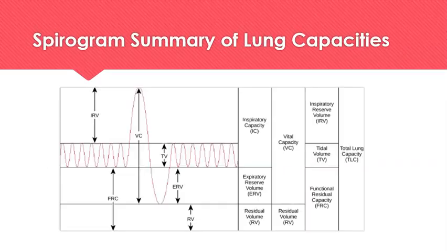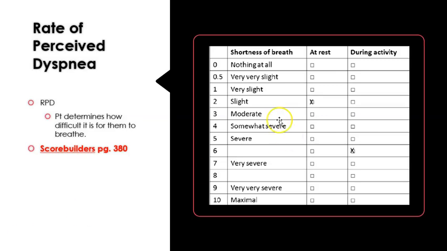So again, we've already talked about each one of these. I should say RPE, sorry. Determining, this is on page 380 in Score Builders. Hold on a second. This is dyspnea, so not RPE. Borg dyspnea scale, my bad. Make sure you know this one as well. A lot of times, they might have it as almost like an outcome measure. At rest, how is it? During activity, is it severe shortness of breath? That way it's a good documentation resource as well.